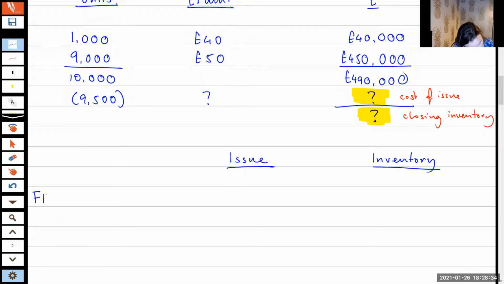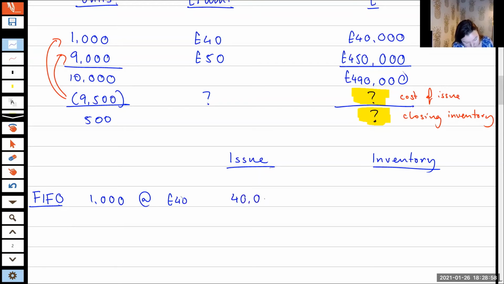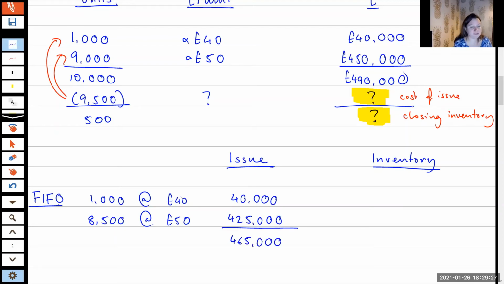So we'll start with FIFO. When we issue 9,500 units, we know under FIFO that we're first of all going to go to that first line that we bought in. So with that 9,500, we know that we're going to take 1,000 from the first line, which is valued at £40. So we know £40,000 comes from the initial receipt. And then we know the remaining 8,500 of that must have come from line 2, where we're charged £50. So here, 8,500 times 50, we end up with £425,000. So we know that we're looking at £465,000 overall for our issue cost. So that's our final figure there.